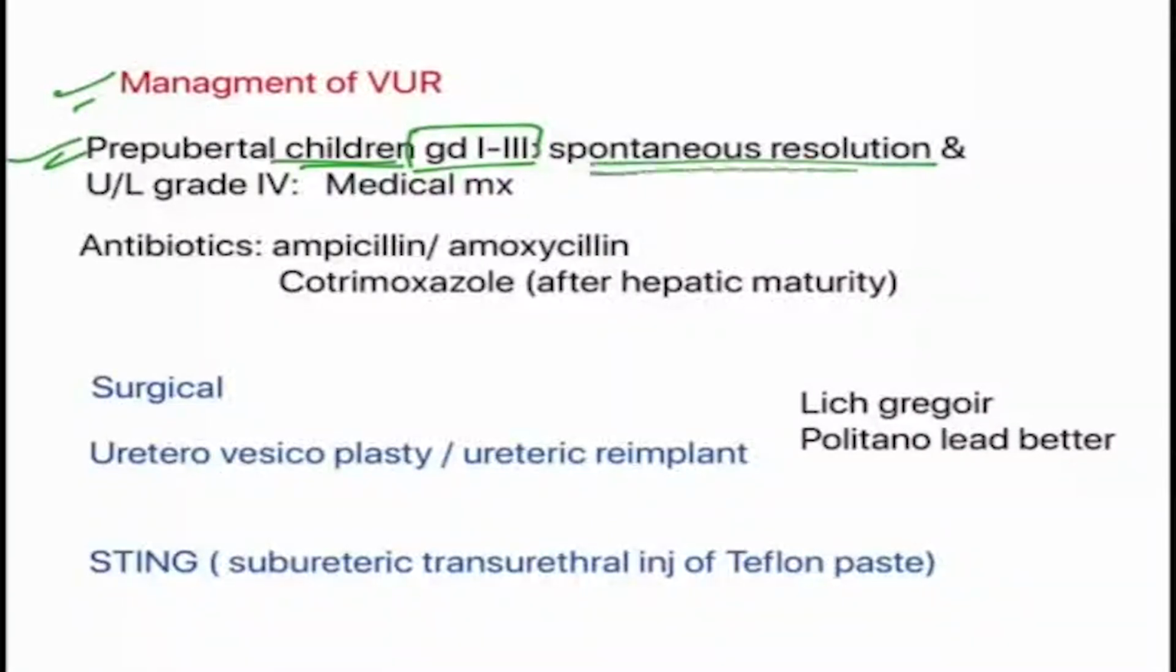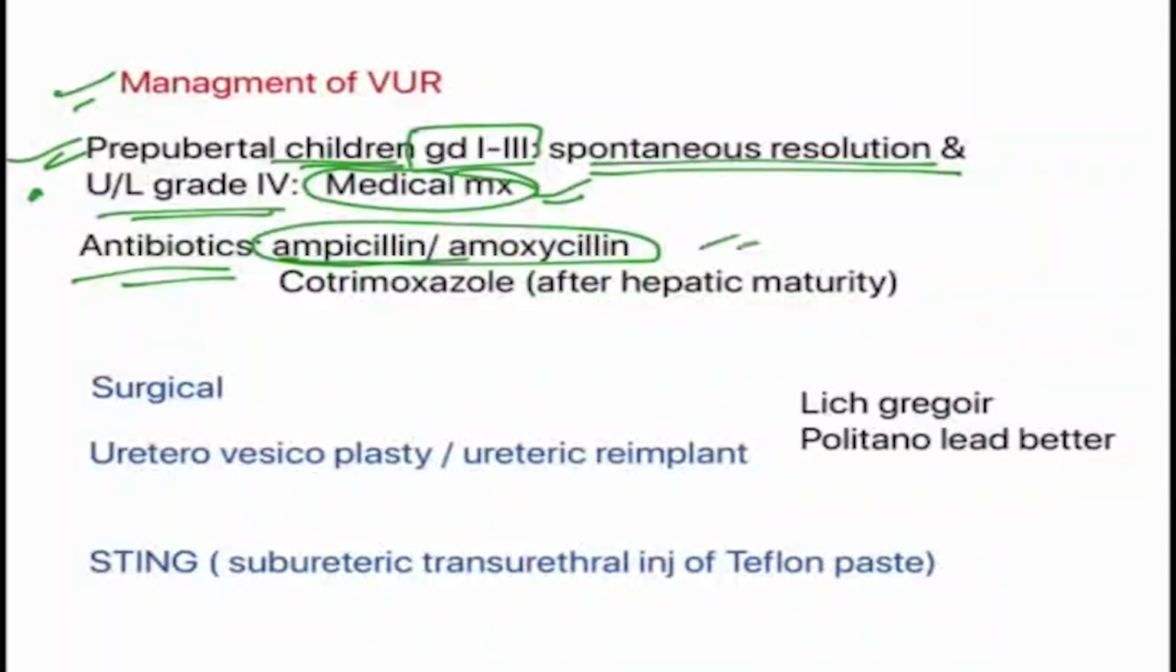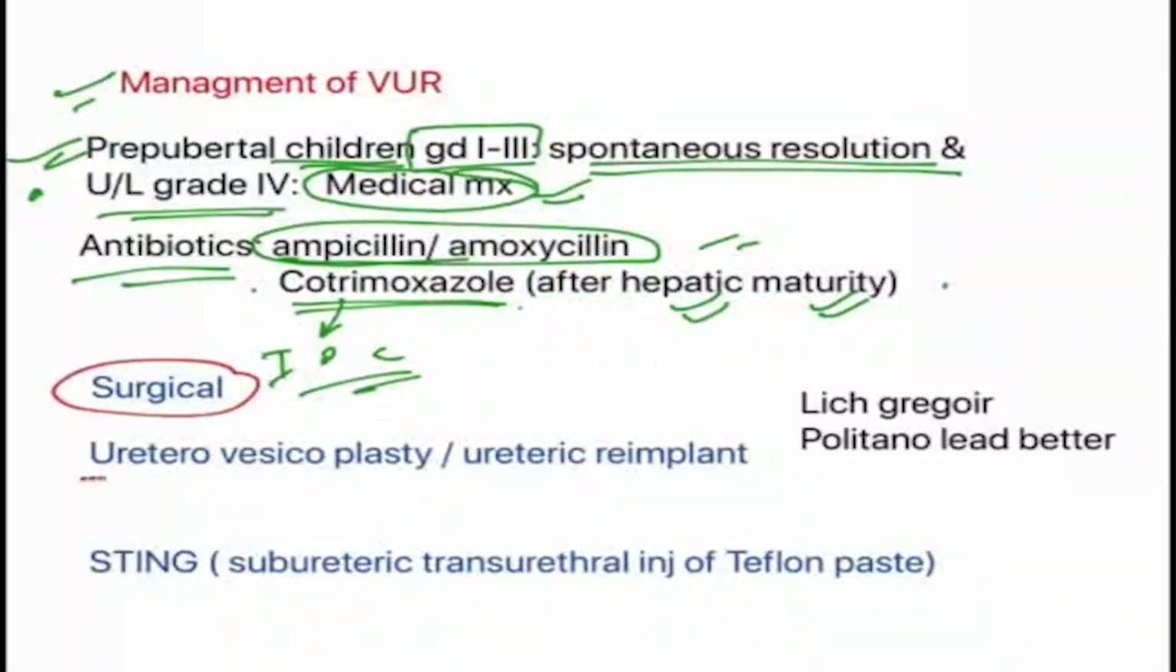Management of vesicoureteric reflux: grade 1 to 3 in pre-pubertal children, after puberty spontaneous resolution can occur. So medical management is given, or in unilateral grade 4 medical management is given. In this, the antibiotic is ampicillin or amoxicillin, but the antibiotic of choice is cotrimoxazole, and when hepatic maturity occurs, so that cotrimoxazole can be metabolized in the liver, then cotrimoxazole is given.